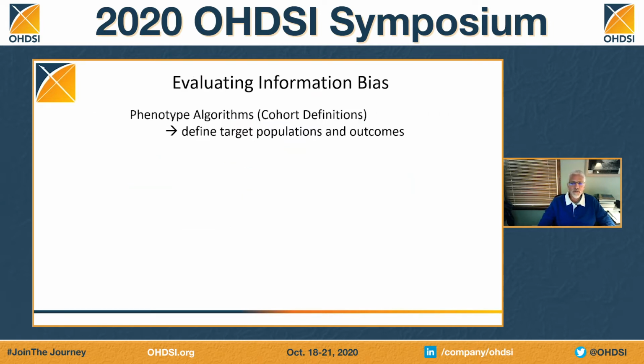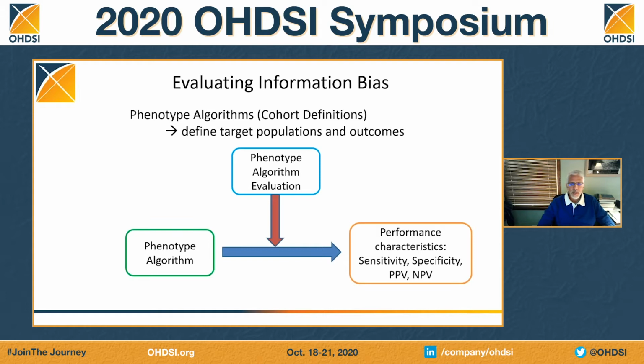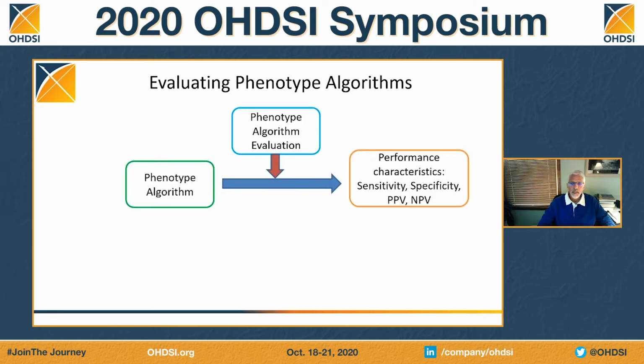In studies, we use phenotype algorithms to define our outcomes and exposures. We need to assess the performance of these phenotype algorithms, including their sensitivity and specificity. Traditional methods for evaluating these phenotype algorithms, such as patient chart review, are expensive and often do not provide the full set of performance measures. We would like to evaluate the performance using a tool which would be more efficient while providing the full set of performance characteristics.